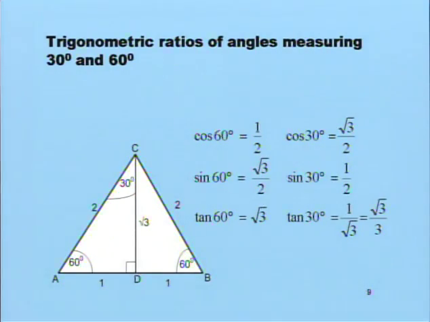Sine 60 is equal to root 3 over 2. And sine 30 is equal to a half. Tan 60 is equal to root 3, and tan 30 is equal to 1 over root 3, which can be expressed as root 3 over 3.